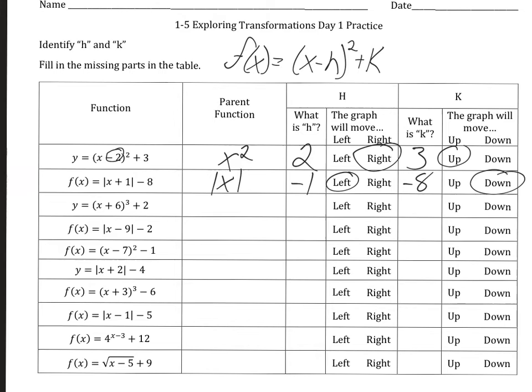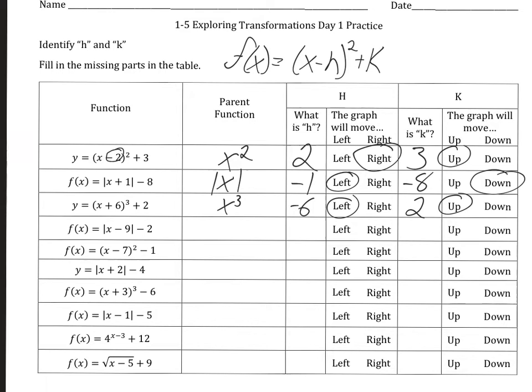Okay, we should have gotten our parent function is x to the third. Our h is negative 6. It is going to the left. Our k is positive 2. It is going up. I can see all of this from just this equation. It tells me whatever I'm looking for.